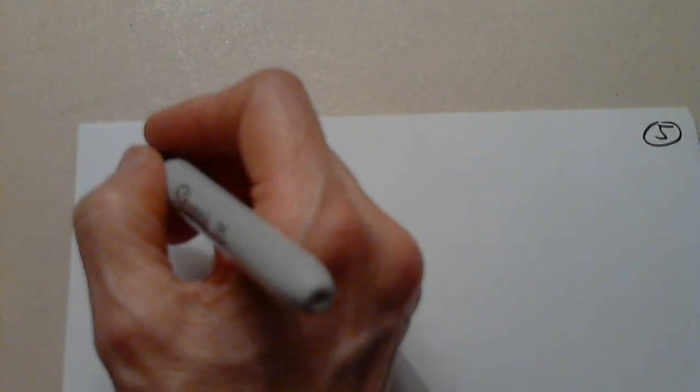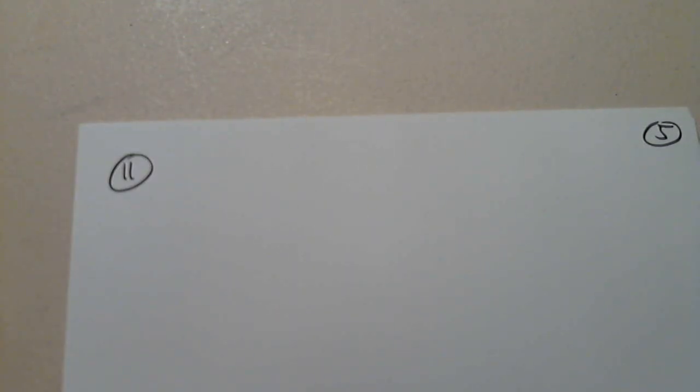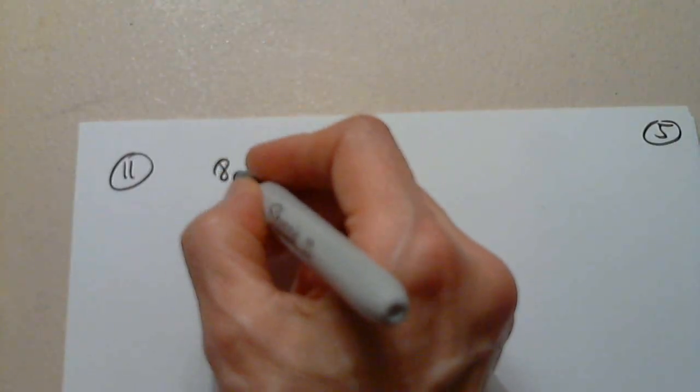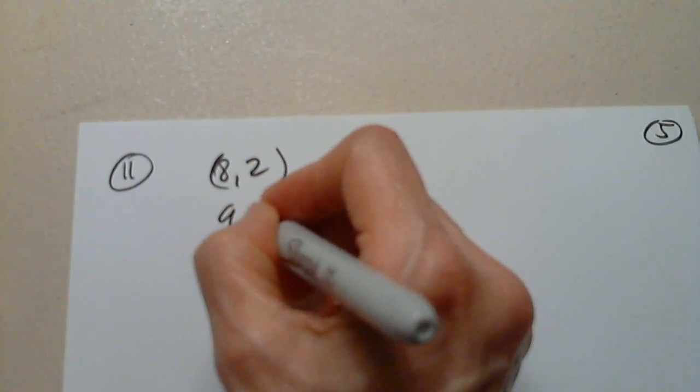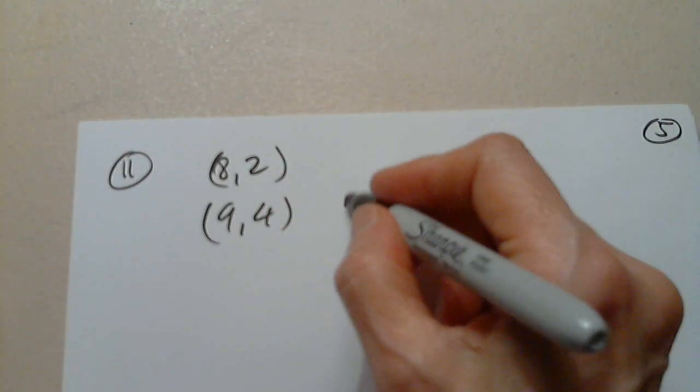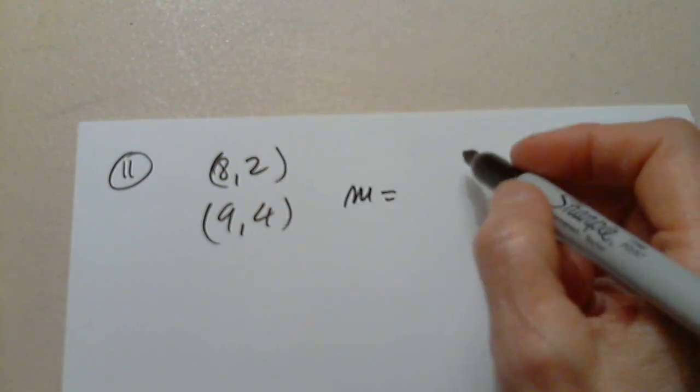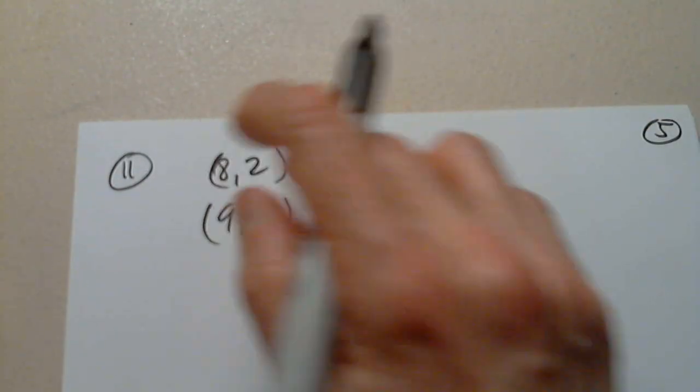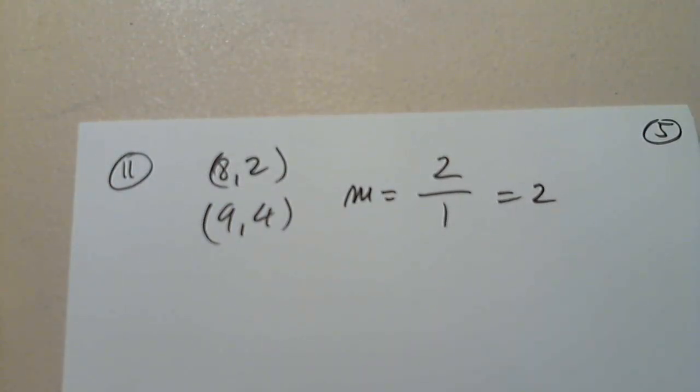Good. And that's page 5. Number 11. Find the slope. So we have 8 and 2, and we have 9 and 4. And they said find the slope, and then the line is la la la. We'll see in a minute. So the slope, y2 minus y1 over x2 minus x1. So the slope is 2.